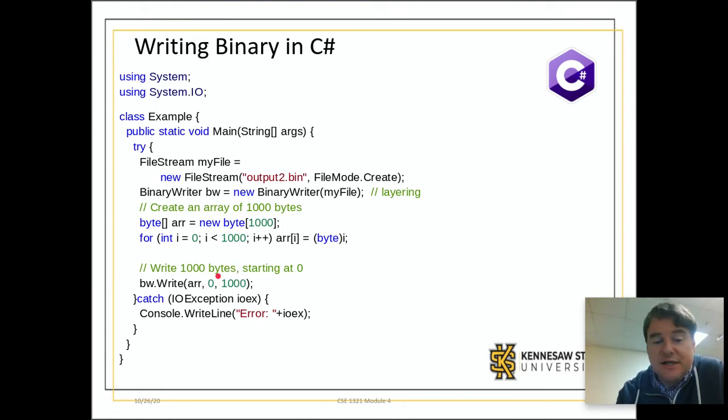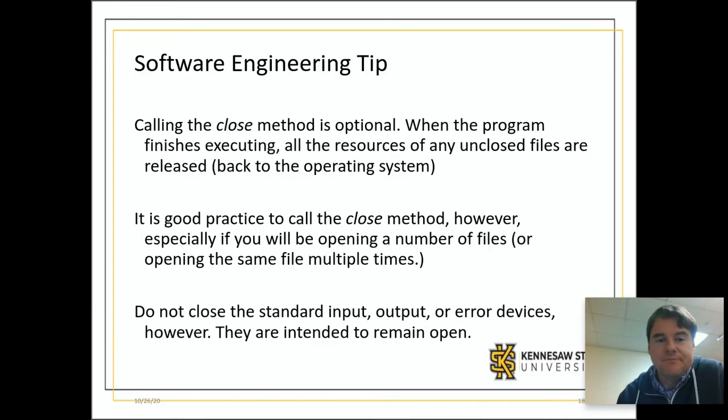We want to end at cell 1000. All right, and if there's a problem with any of that, we catch the exception. So that's writing a binary file. Honestly, writing a binary file is the least common of those. You'll more often be dealing with text.